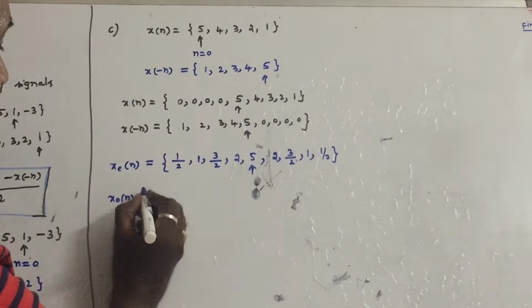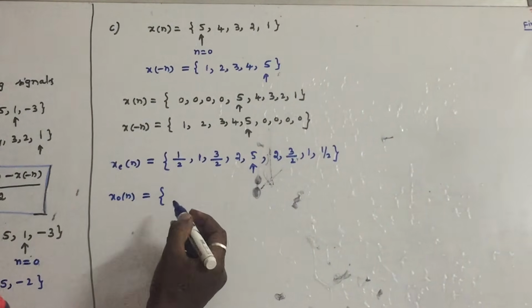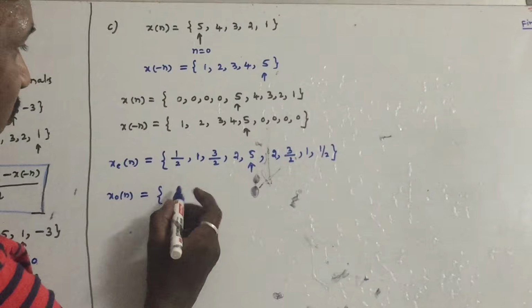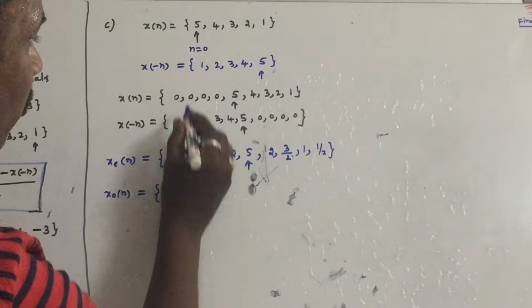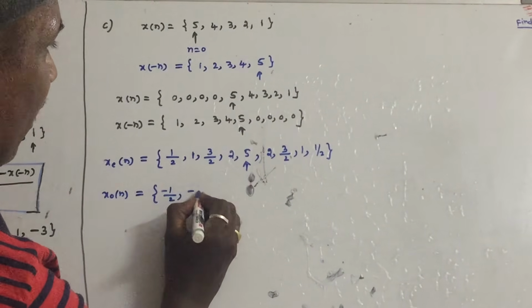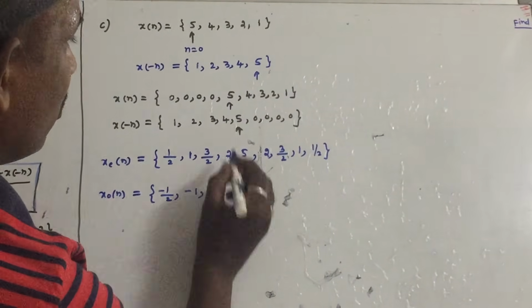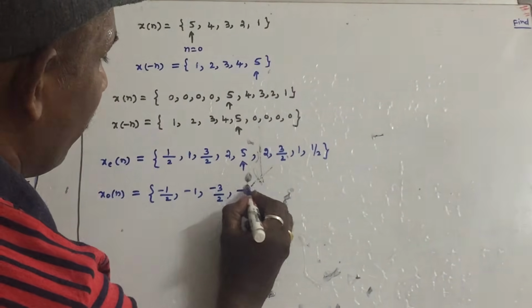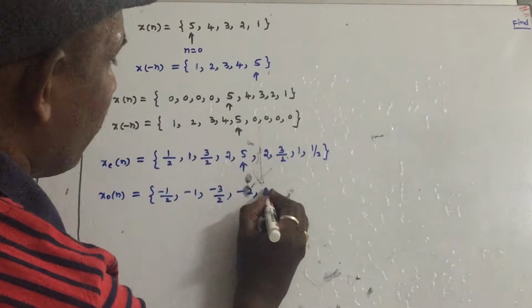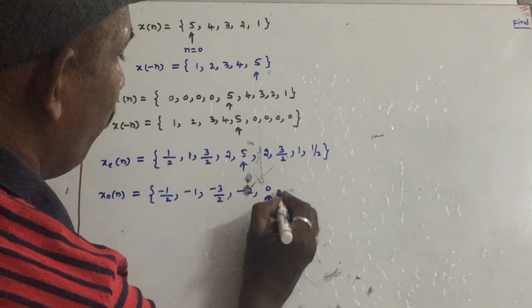So odd component, formula x of n minus x of minus n by 2. 0 minus 1 by 2, so it will become minus 1 by 2. 0 minus 2 divided by 2, it will become minus 1. 0 minus 3 divided by 2, it will become minus 3 by 2. 0 minus 4 by 2, so it will become minus 2. 5 minus 5, 0 by 2, so 0.